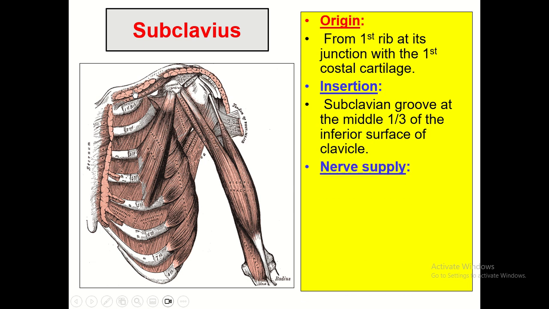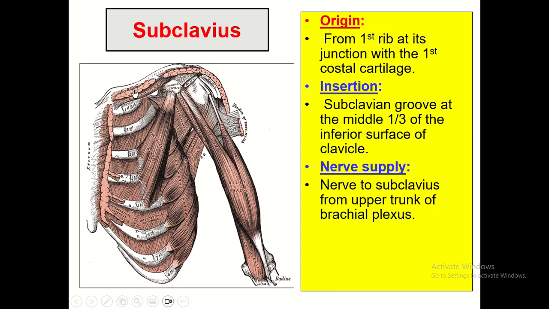Nerve supply. Nerve supply is just very simple. Nerve to the subclavius. This is one of the simplest muscles that you should never forget, because its nerve is the name of the muscle. Nerve to the subclavius, which is coming from the upper trunk of the brachial plexus. We are going to talk about it. Upper trunk of the brachial plexus, which is C5, C6, right? We'll talk about it.